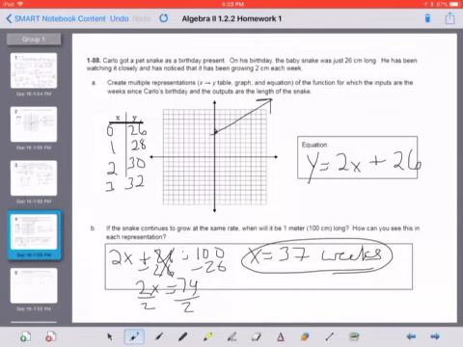So you should have told me that in the table, if I just kept going, I would eventually get to 100 centimeters. In the equation, I could solve it. And in the graph, same thing. If I just keep going out in my graph, eventually I should get to 100 centimeters.